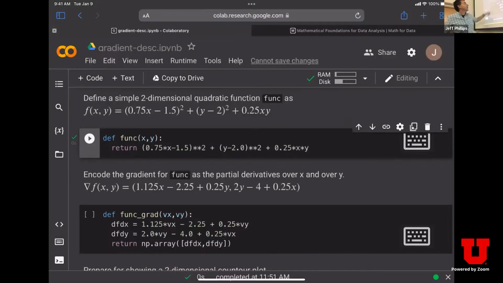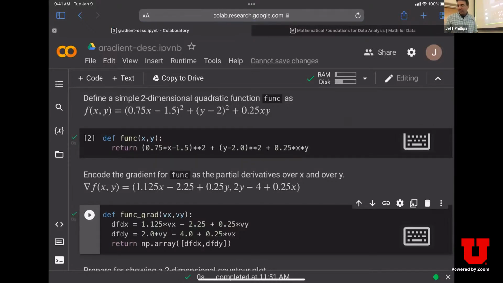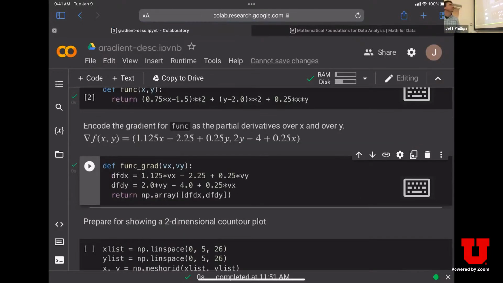And then I want to encode the gradient of the function. Okay, and so this is the gradient of this function. Basically it's the two partial derivatives, df dx and df dy, right? These are the two things I need, and so it returns an array. It returns a two-dimensional vector. Okay.